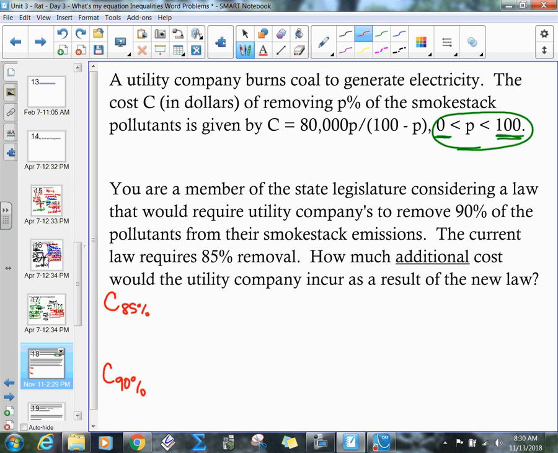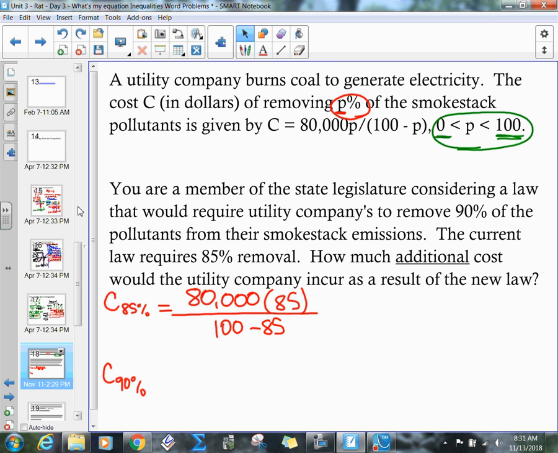Okay, so to figure out the cost at 85%, I'm going to take my equation, 80,000, and my percent here is just 85. It tells you P%, so when you plug in P, you just remove the percentage. So 85 over 100 minus 85. Now, things to think about when you deal with rational equations, you ought to make sure you've got parentheses as much as you can. I really recommend that you put parentheses around everything in the numerator and then everything in the denominator. Okay, here's where I hop to my calculator.